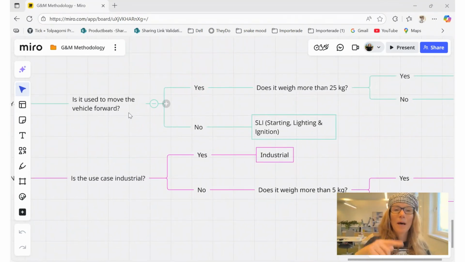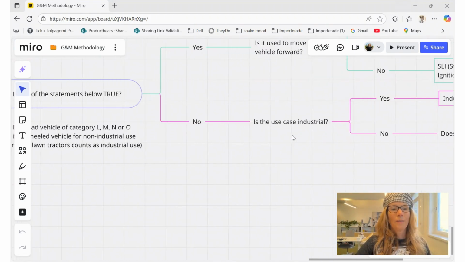Okay, if the battery in your vehicle is not used to power your vehicle forward, then it belongs to this category, starting, lighting, and ignition. Here you also have batteries used for auxiliary things or for the lights, etc. These types of batteries are actually in petrol cars as well, so it's not new. They have a much milder regulation.